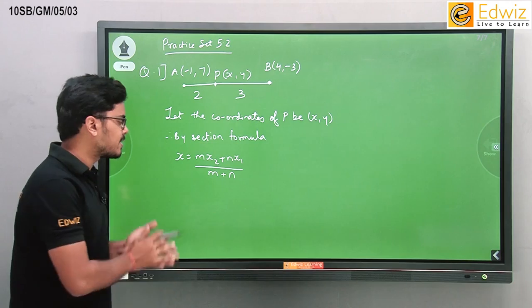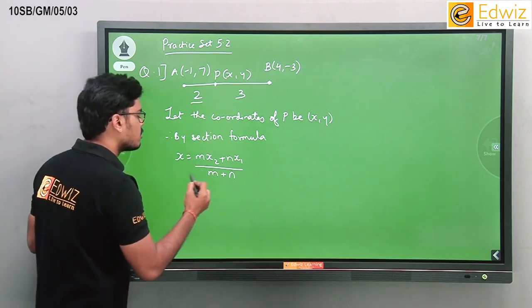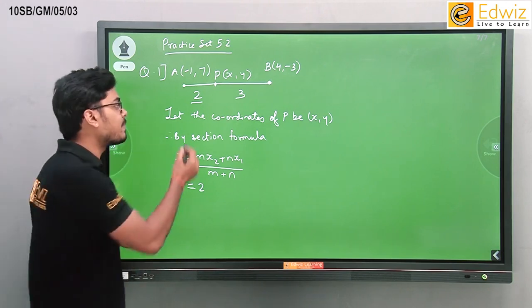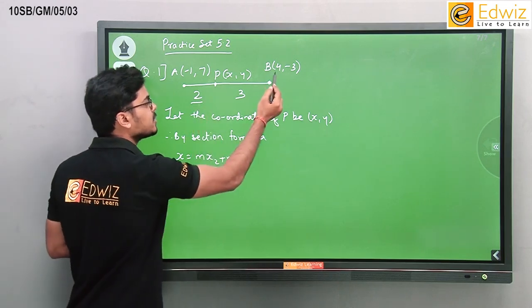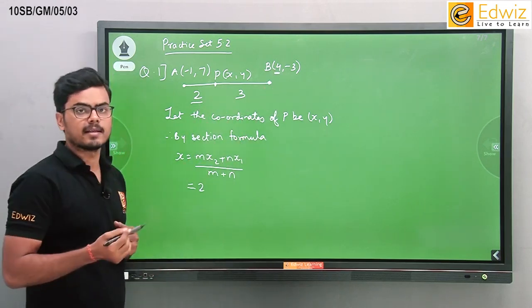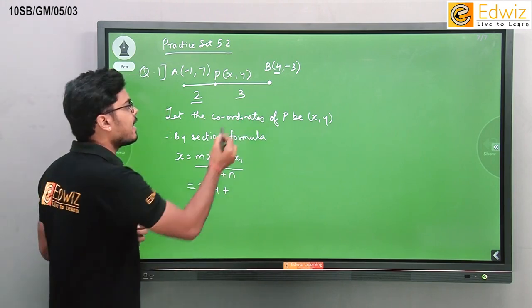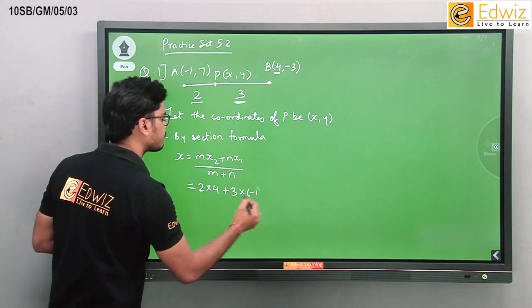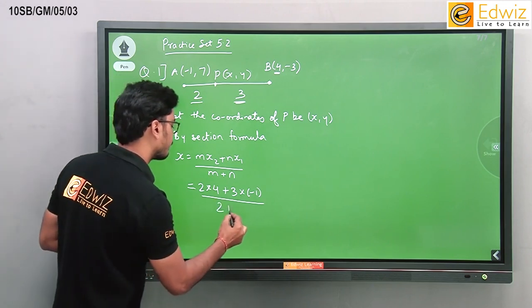Okay, all we have to do is substitute the values. M here is suppose 2. So the very first value that you suppose or assume. तो m का value मैंने अगर 2 लिया है, so for this x2 will be opposite point का x coordinate. So x2 is 4 plus n into x1, 3 into minus 1, divided by m plus n, 2 plus 3.